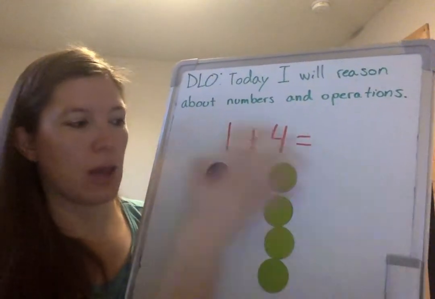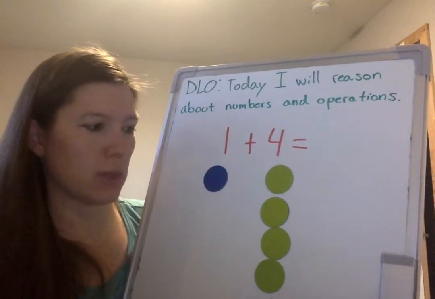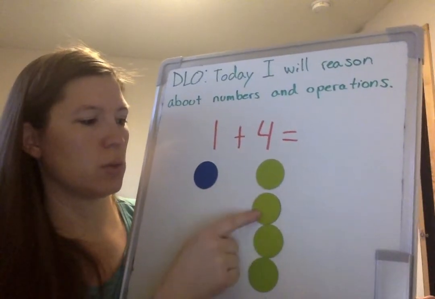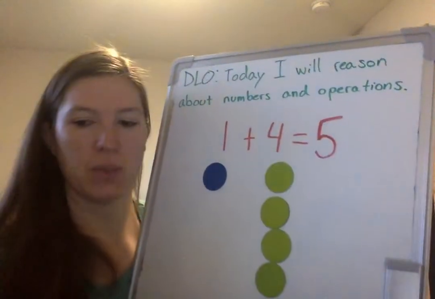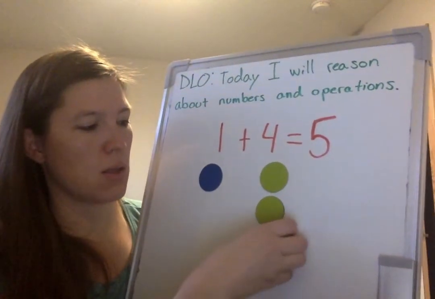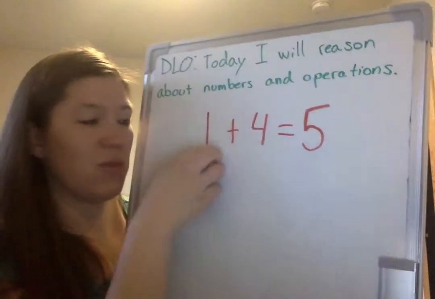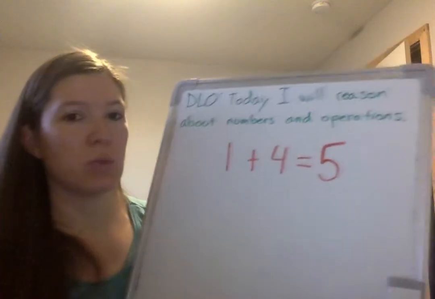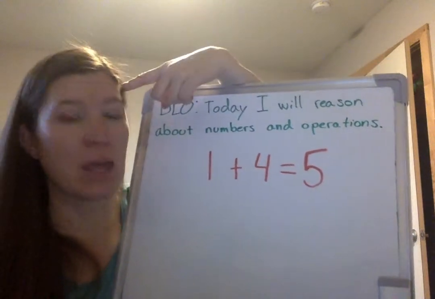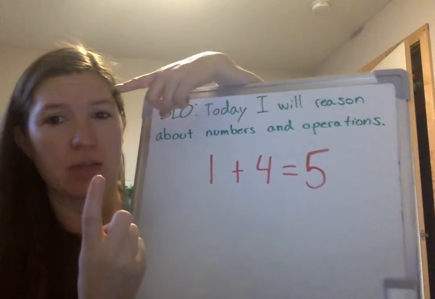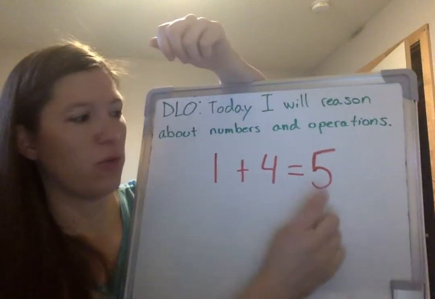Now I need to solve it and find my sum. When we add, how many all together? Let's count the dots. 1, 2, 3, 4, 5. My sum is 5. Let's do another way. If I didn't have objects, which we are using today, 4 is the greater number. I'm going to put 4 in my head, 1 in my hand, and count up. 4, 5. 5 is my sum.